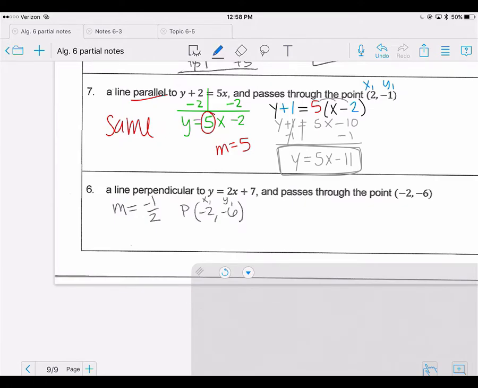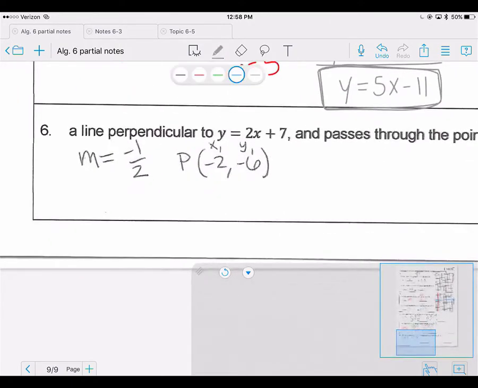Problem 6, we have the beginning part of it. We don't have the whole thing. They ask us for a line that is perpendicular to that line. Remember, perpendicular has a flipped or a flopped slope, so it's a complete opposite. Positive 2 turns into a negative 1/2, and then the point was given to me.